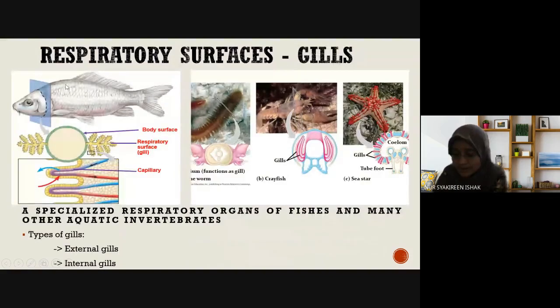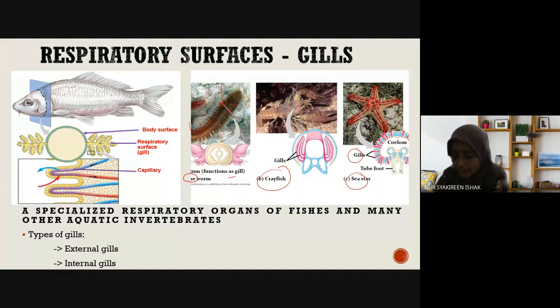So the next one is for aquatic organisms, in this case you have, for example, fish. Okay, you have the marine worm. Okay, this one is marine worm. Okay, marine worm, they have functional gills. Yeah, outside ni macam bulu-bulu ni is actually the gills. Okay, and then crayfish, okay, they also have gills. And then for starfish, they also depend on gills.